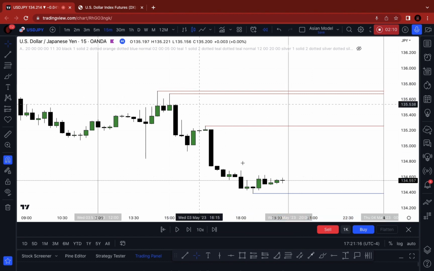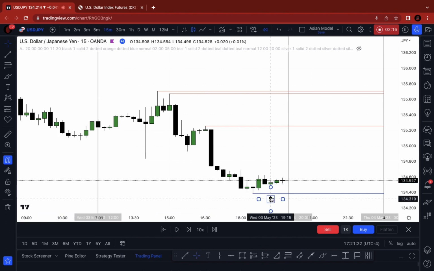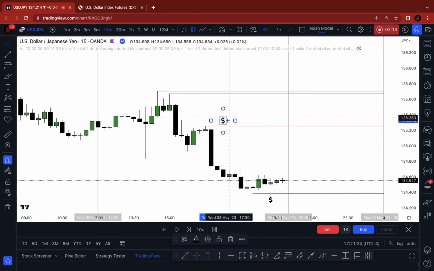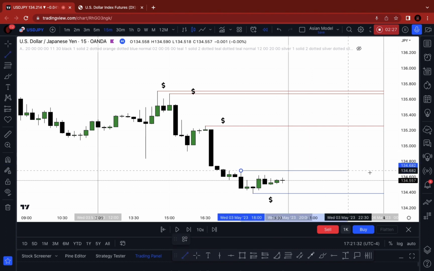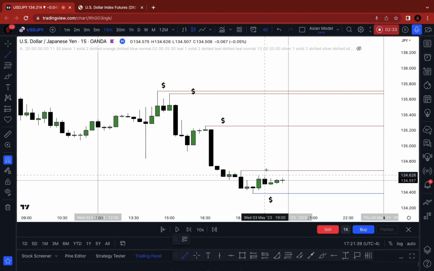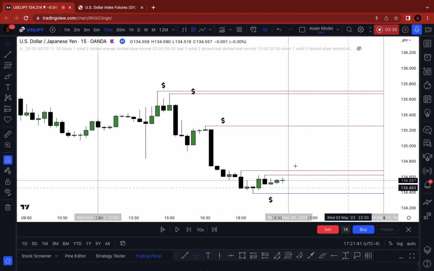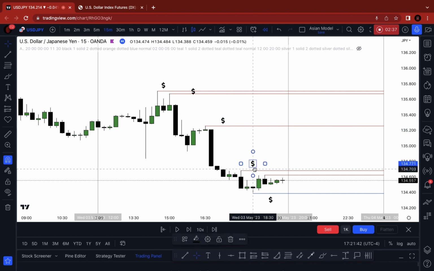So you have buy side and you have sell side. So I just put a dollar sign just to represent that. Sell side liquidity. You got buy side here, here, and here. You have this swing high here too. Almost forgot it. And we also have one here as well. So that one. And you got that one.